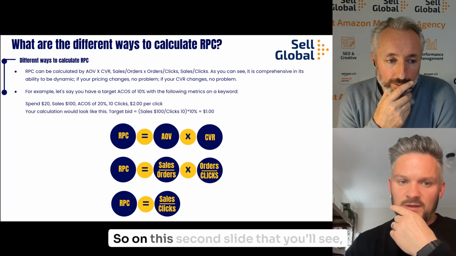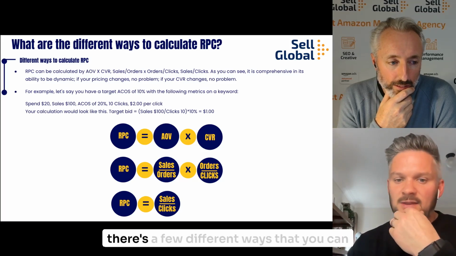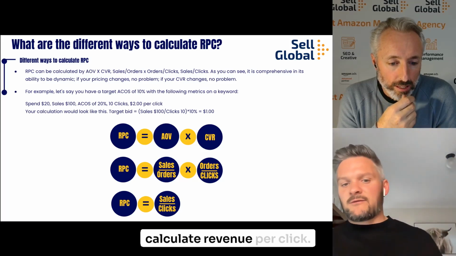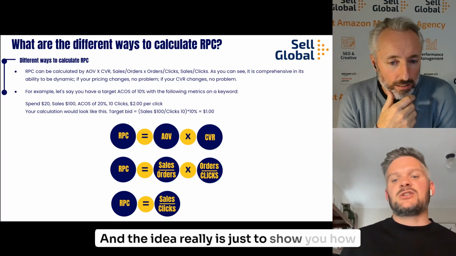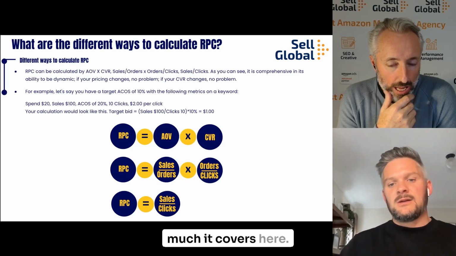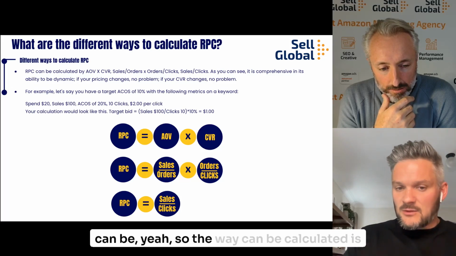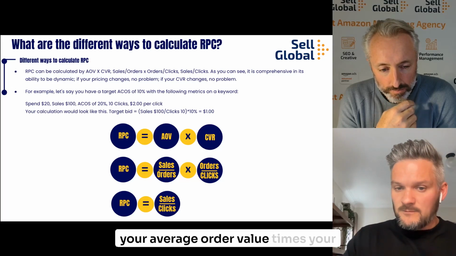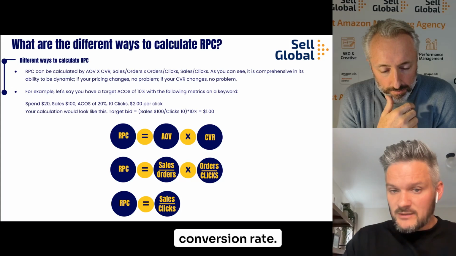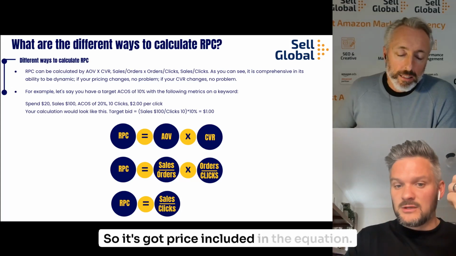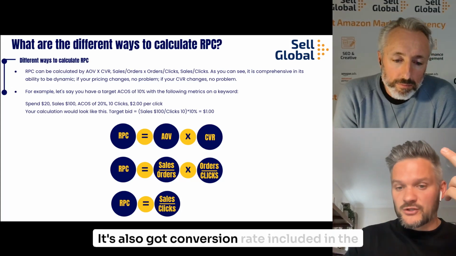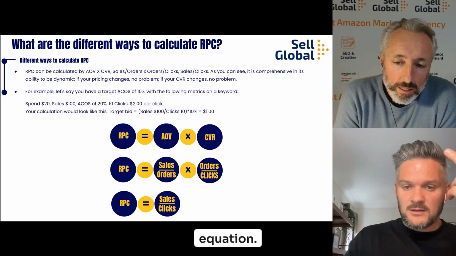Yep, cool. So on this second slide that you'll see, there's a few different ways that you can calculate revenue per click, and the idea really is just to show you how much it covers here. For those that can't see, revenue per click can be calculated as your average order value times your conversion rate. So it's got price included in the equation. Mm-hmm. It's also got conversion rate included in the equation.